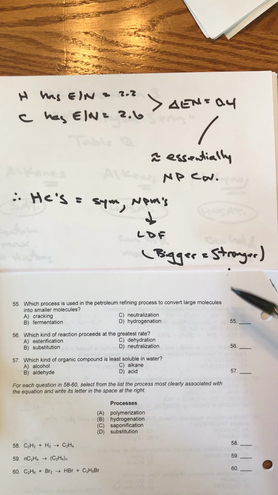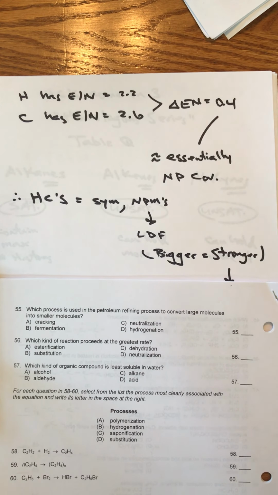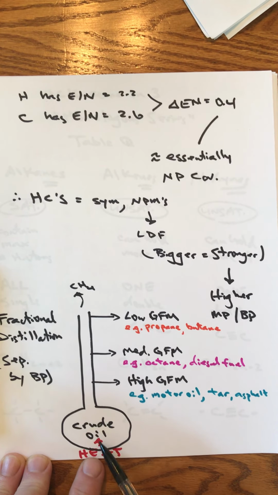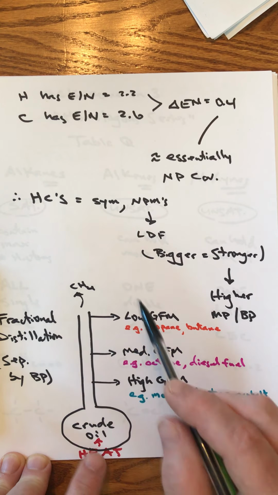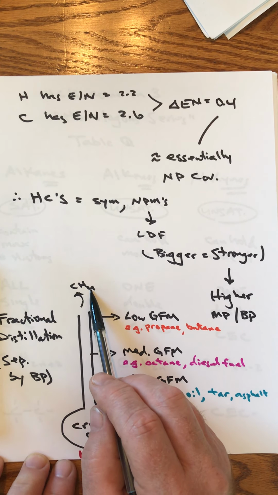The bigger they are, the stronger they are. So the larger the hydrocarbon, the better they stick together, the higher the boiling point, the higher the melting point. So if you take crude oil and you heat it up and you separate these substances based on their boiling point in a process called fractional distillation, take your crude oil, heat it up. As it goes up, it starts to cool down and recondense. So the smallest hydrocarbon, CH4 methane, is often burned out of the top.